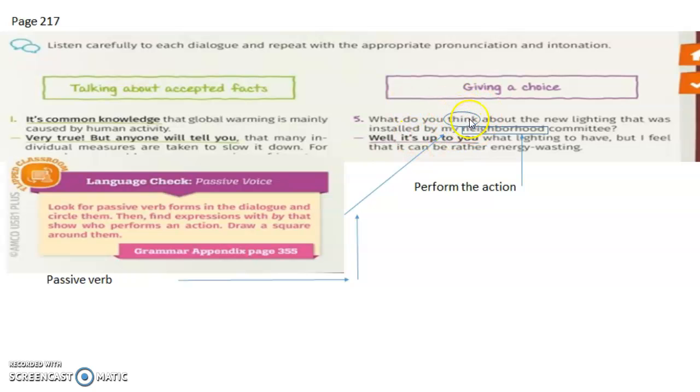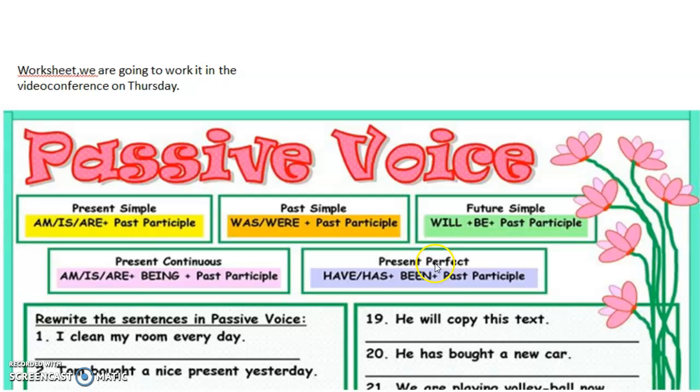Make a circle for the verb and a square for who performed the action, okay? And for that, we got a worksheet, but we're gonna work it on the video conference on Thursday, okay? So don't worry, you can copy in your notebook the page, or you can print it if you want.